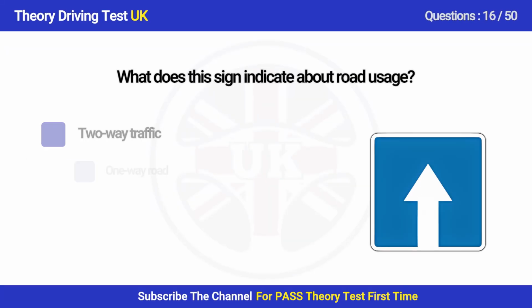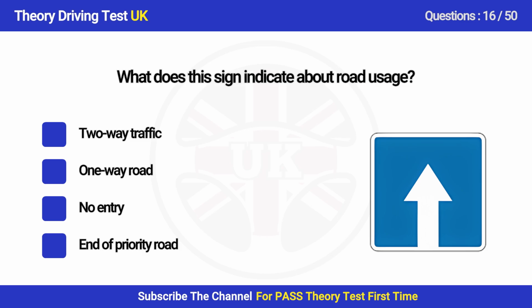Question 16. What does this sign indicate about road usage? A. Two-way traffic. B. One-way road. C. No entry. D. End of priority road.